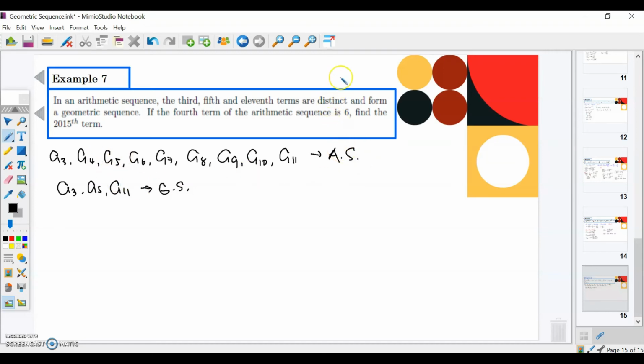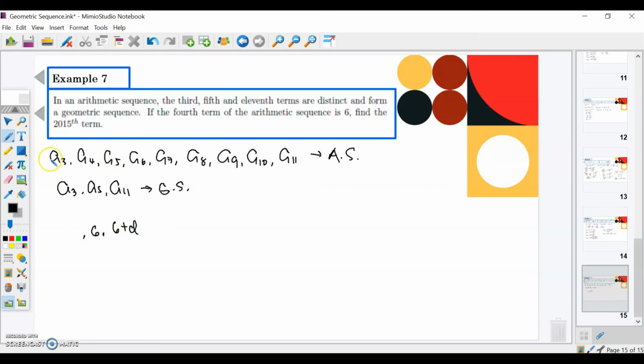Also in the problem, we are given the value of the fourth term, which is equal to 6. Therefore, in the original sequence that we have, we can rewrite this as 6 as our fourth term. Since this is an arithmetic sequence, there is a common difference between the terms. I will denote that common difference as lowercase letter d. Meaning, my fifth term would be 6 plus d.